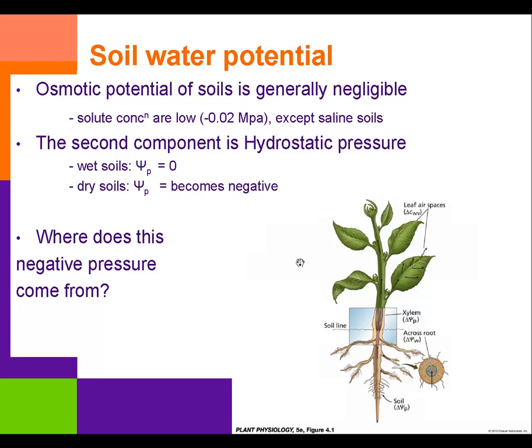The hydrostatic pressure within the soil, in extremely wet soils which are saturated, is 0. But as soils dry out, the hydrostatic potential actually becomes negative. So let's look at why that is the case.